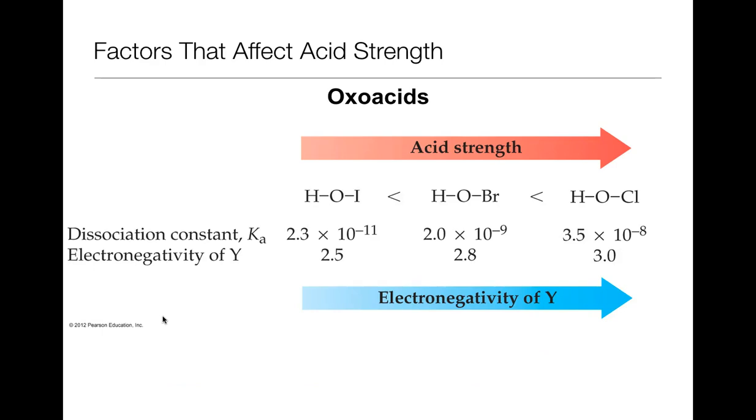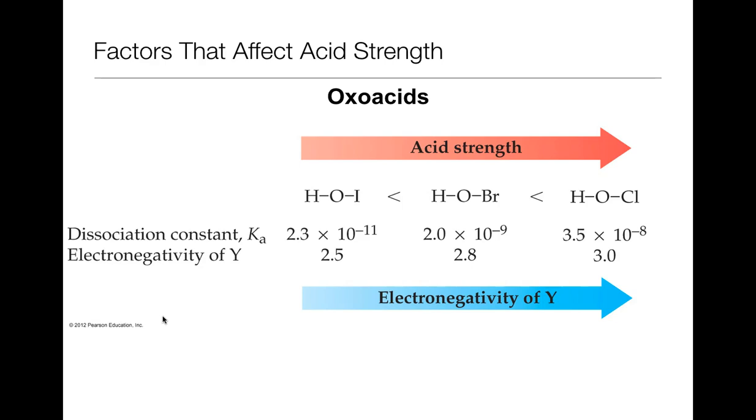The last bit we're going to talk about is oxoacids. Oxoacids are literally acids in which the proton that gets donated is attached to an oxygen. You'll notice on the left-hand side of the screen, it says we're talking about the Ka. So that's what we're describing. Those are our numbers. And then it says the electronegativity of Y. Y just means the other part of the molecule that's attached to the O, that's not the H. So in the first example, that would be I, then Br, and Cl.